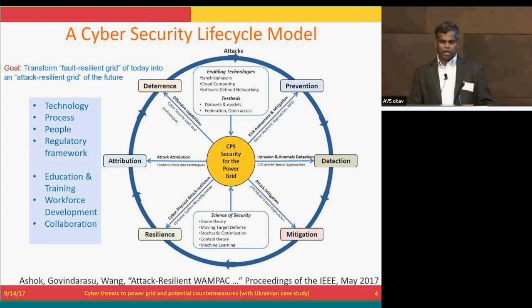The overarching goal is to transform the fault resilient grid of today into an attack resilient grid of the future. Fault resiliency to attack resiliency is not just straightforward, because the attacker decides where to attack and when to attack, and how many elements are going to be part of the attack vector. Those are all under the attacker's control, compared to a fault situation where we can estimate and predict where the fault will occur based on aging and other things. There are well-established models that exist.